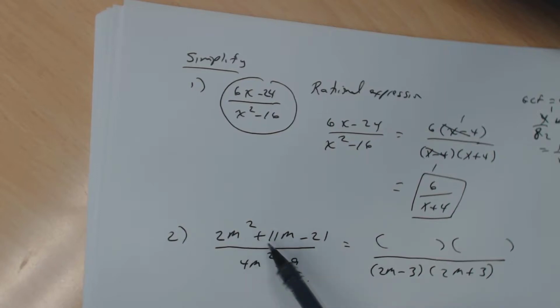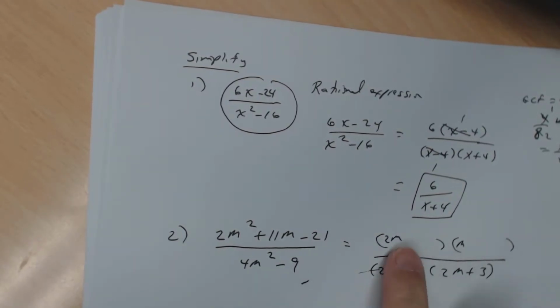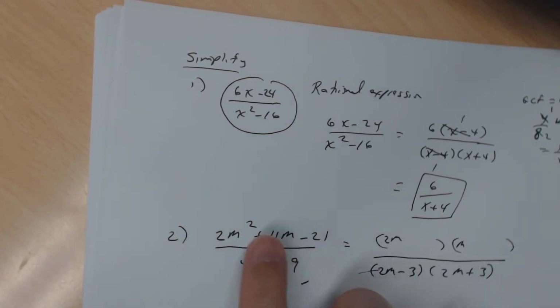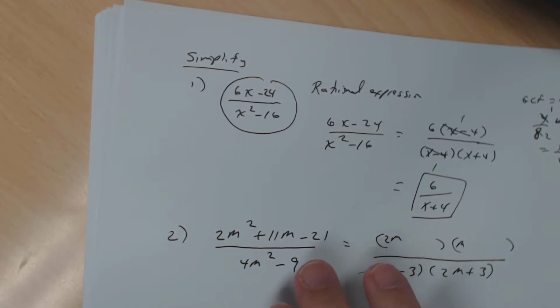All right, so you see this 2m squared? One is going to be 2m and the other is going to be m, because using FOIL, 2m times m is 2m squared. Now let's look at 21. Really this is negative 21, but let's look at the absolute value for right now. 21 times 1, 7 times 3. So you see this 3? So you're going to use the 7 and 3.